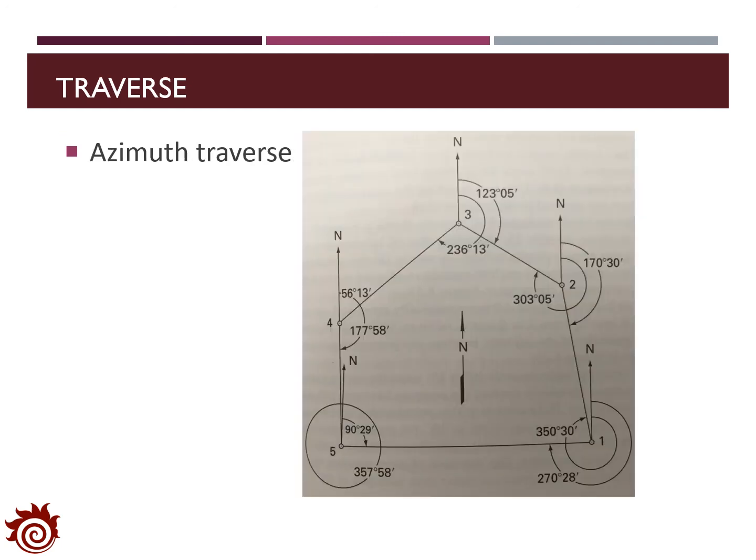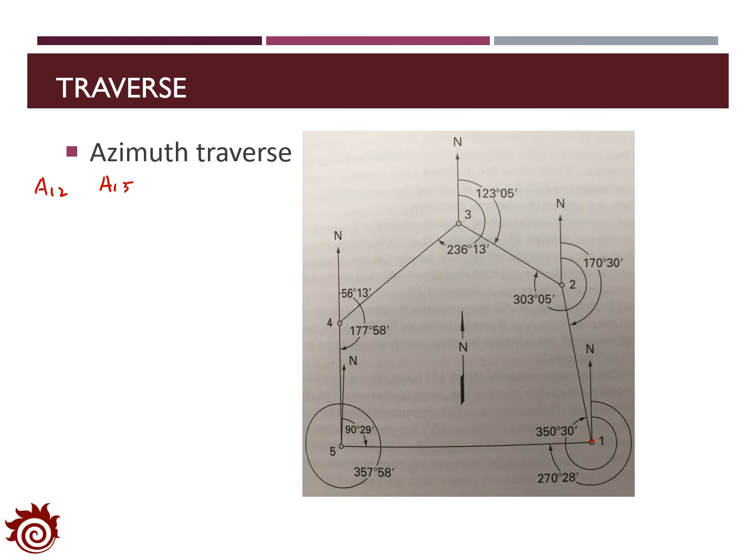We can also measure the azimuths of the sides directly for the closed loop traverse. The figure here shows one example of the azimuth traverse. For example, at the point 1, we have to measure 2 azimuths. One is for the line 1 to 2, the other one is for the line 1 to 5. So we have A12 and A15. By measuring the azimuths at all the points, we can get both forward and backward azimuths for all the sides.